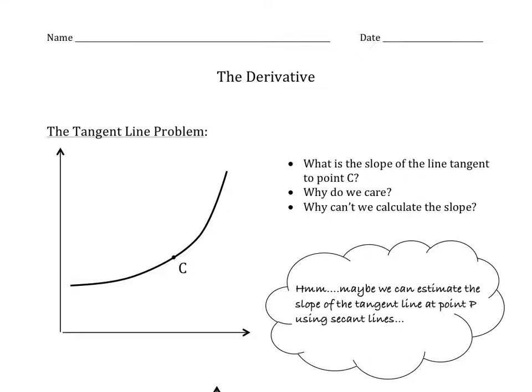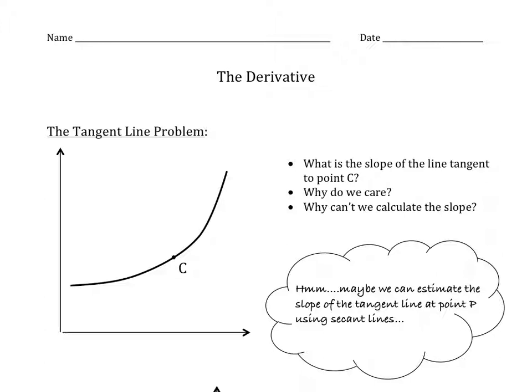We are on to derivatives. So the first thing we are going to look at is the tangent line problem. If I have a line like you looked at in Algebra 1, and I want to know the slope of that line, we have a formula for that, and that's not a problem.